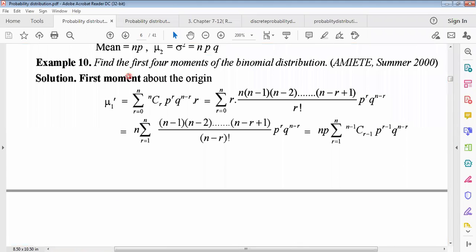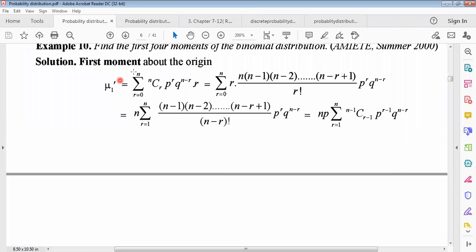Now we have to find the first 4 moments of the binomial distribution. This is a very important question for you. First, moments about the origin, that means raw moments. The first raw moment mu1 dash equals summation r equals 0 to n of nCr p to the power r q to the power n minus r into r. This is the first raw moment formula for the binomial distribution.